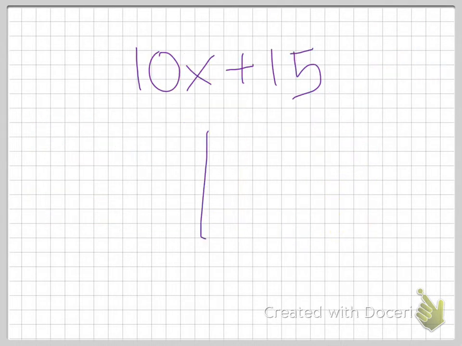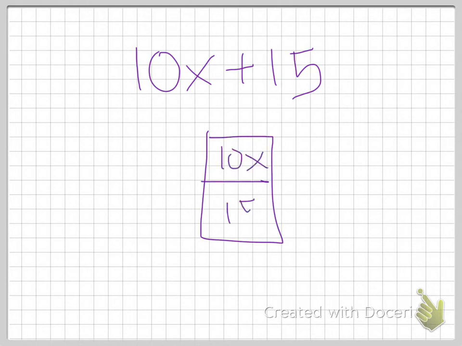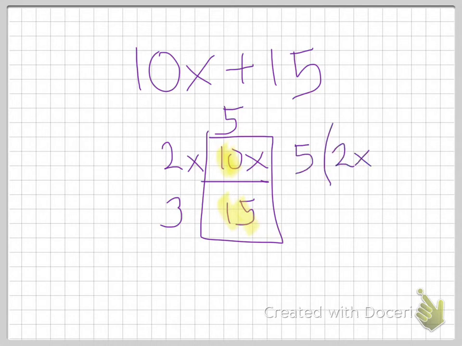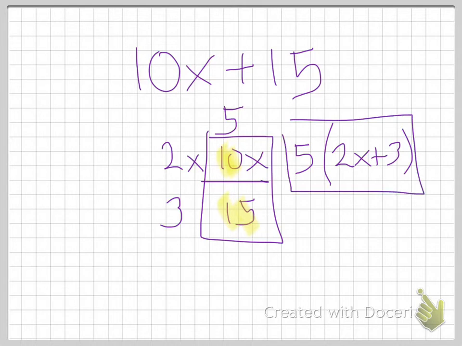Last one, 10x plus 15. If we do this method and we go 10x and a 15, I'm going to ignore my x for now and I'm just going to focus on my numbers. So I've got a 10 and a 15. Those definitely both have a 5 in common. 5 times 2 is 10 and 5 times 3 is 15. I have 5 groups of 2x plus 3. And that practice is called factoring.